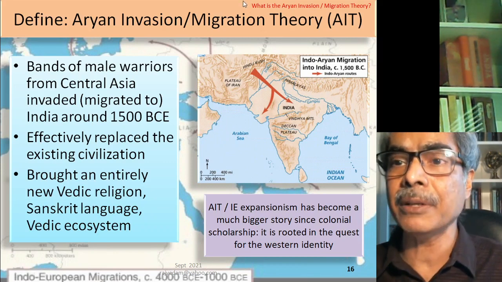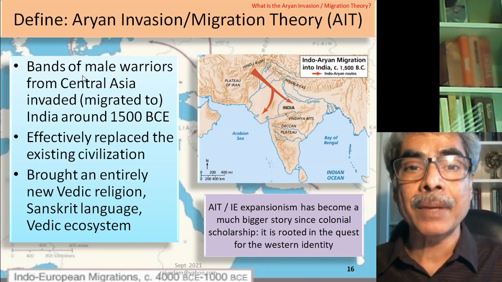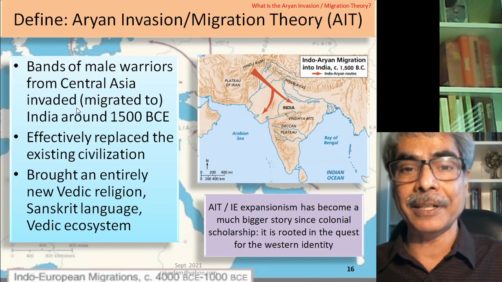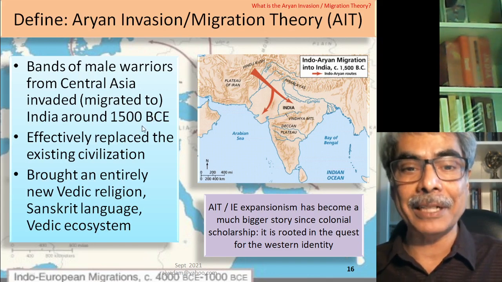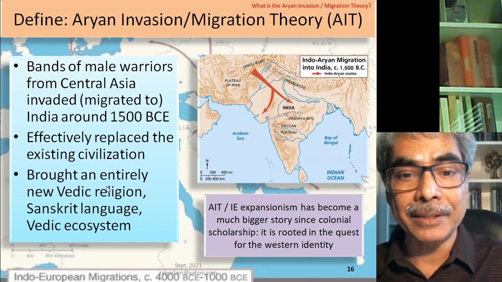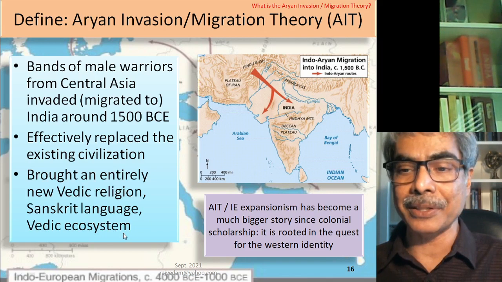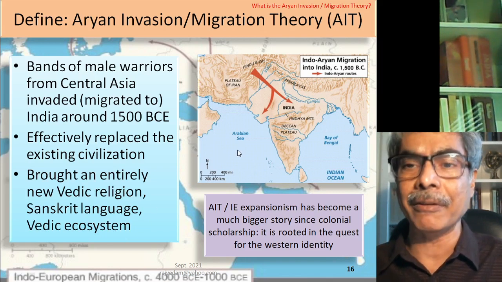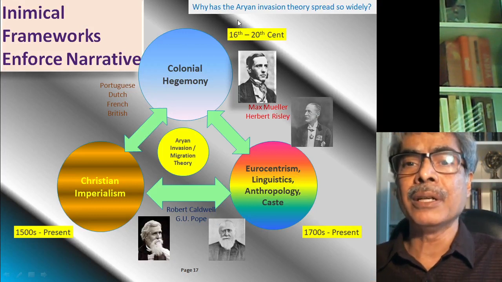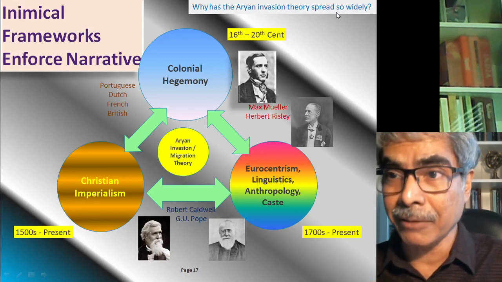And so we are now in a position to say, what is this Aryan invasion migration theory? It says bands of male warriors from Central Asia invaded or migrated to India around 1500 BCE. They effectively replaced the existing civilization. They brought an entirely new Vedic religion, Sanskrit language, Vedic ecosystem, and so on. So this is what we can formally define this as now. So one of your questions was, why has the Aryan invasion theory spread so widely?